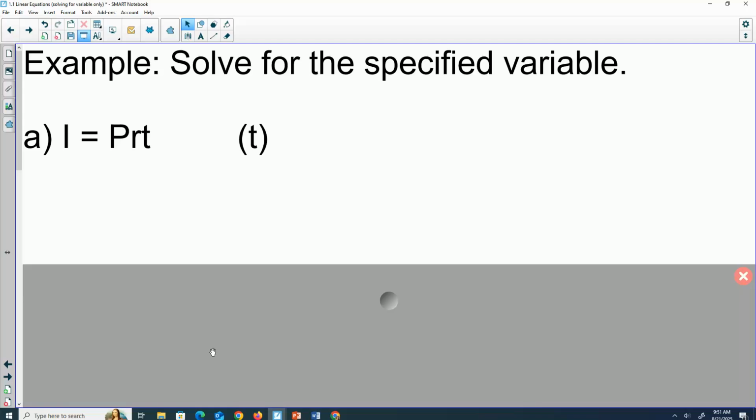When I say solve for a variable, it just means get that variable by itself. Can you guys get t by itself in this equation? Yeah? Okay, what's the operation with the p, the r, and the t? They're all multiplied. So how do you get the t by itself? Divide. And we can divide by both p and r at the same time. So that means t is equal to I over pr.